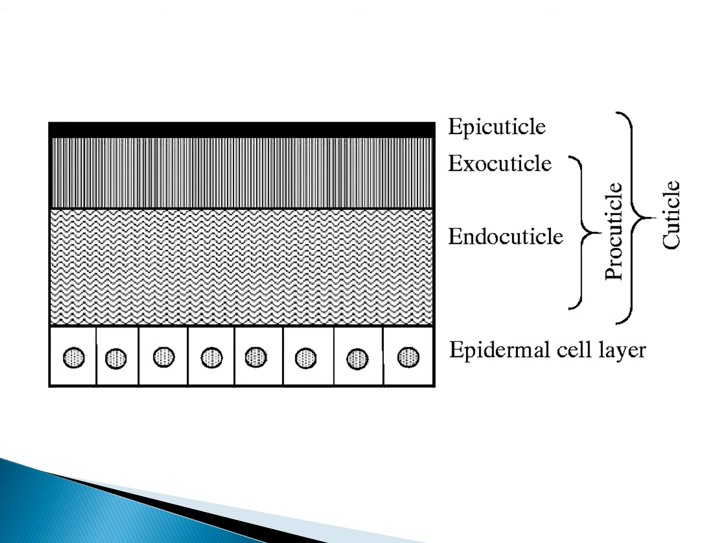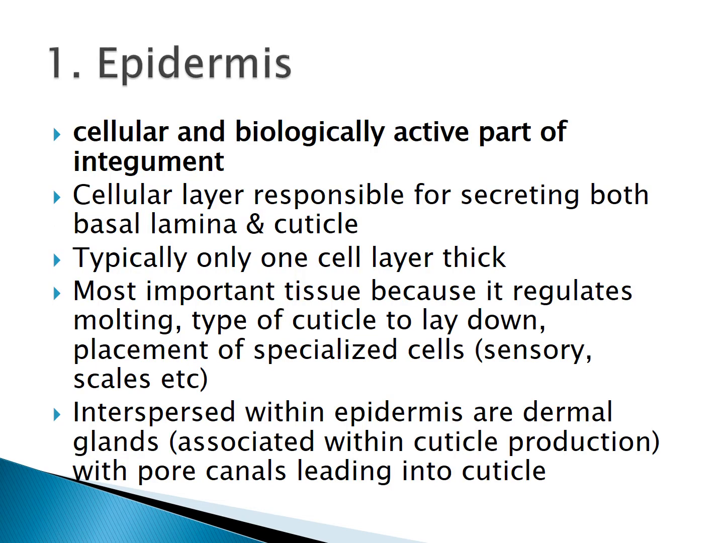So as you can see here, first of all, there is the epidermal cell layer, above which there is the cuticle. The cuticle is further divided into procuticle and epicuticle. The procuticle includes endocuticle and exocuticle, whereas the epicuticle is the uppermost layer of the cuticle.